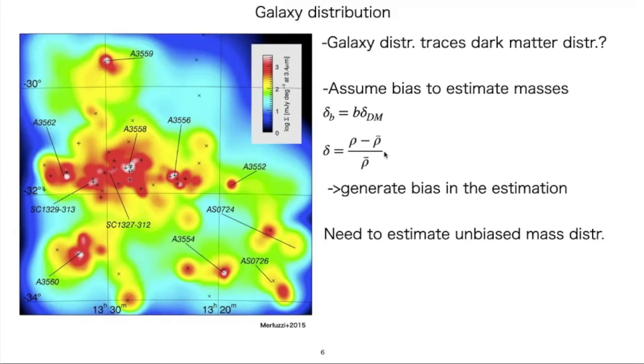This causes some errors in the estimation. So in order to get an accurate dark matter distribution, we need to estimate the unbiased mass distribution by using some other method.